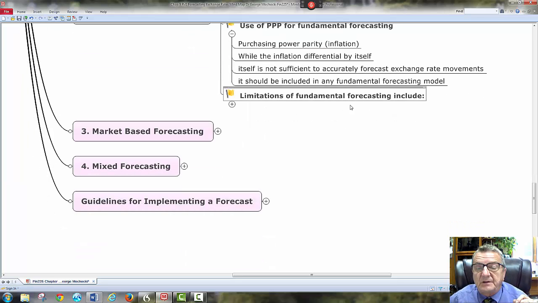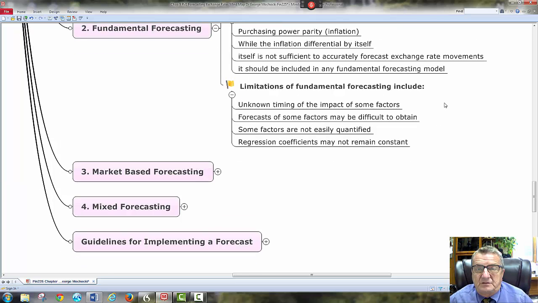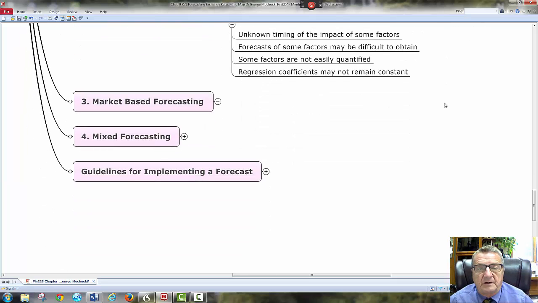Okay, limitations of fundamental forecasting include, here are some limitations: unknown timing of the impact of some factors, something happens, economic or governmental forces, something else. Forecasts of some factors may be difficult to obtain, depending on the country. Let's say North Korea. I'm just using it as the most extreme. You don't really know what's going on. We could assume, but a lot of theirs are very protective. Okay, some factors are not easily quantified, and regression coefficients may not remain consistent. When you look at statistical methods, there are going to be some flaws in them. We'll talk about that a little bit later on. Some biases normally fall into all of these.